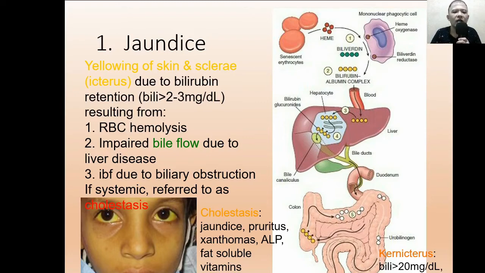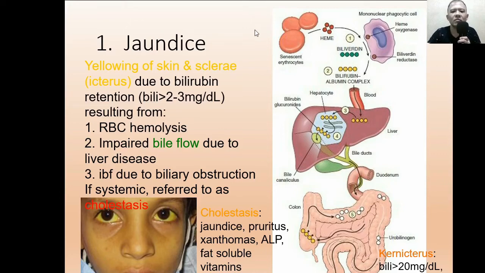Second is impaired bile flow due to liver disease. This pertains to impaired transport of conjugated bilirubin. Next is impaired bile flow secondary to biliary obstruction. So when there is a gallstone or cholelithiasis or cholecystitis, it can also cause jaundice.